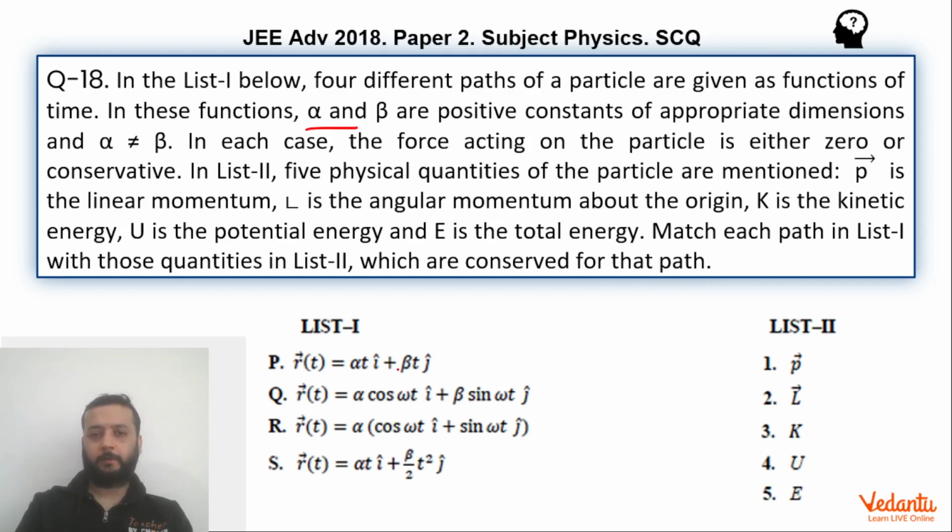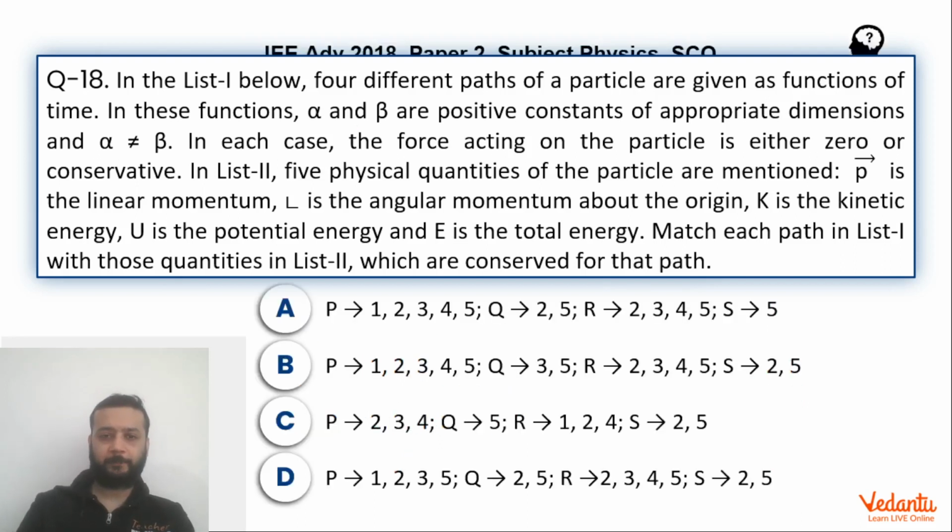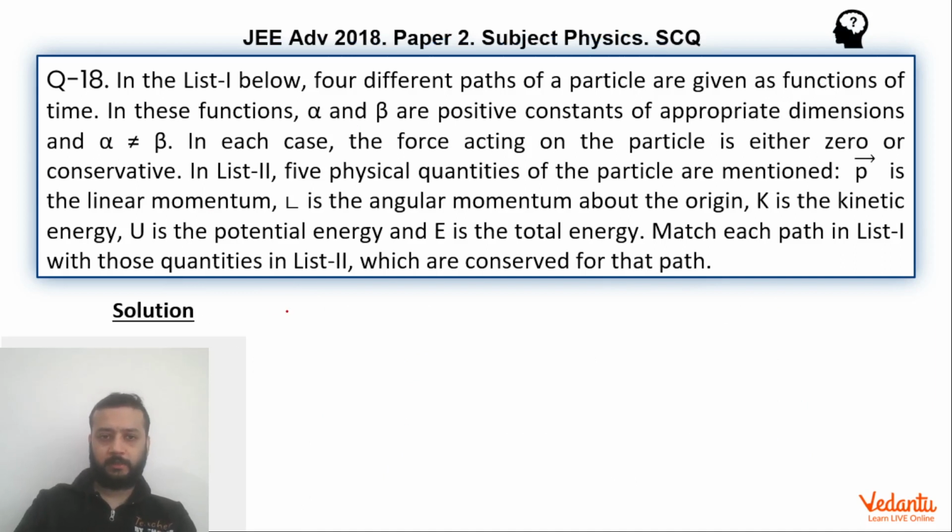If you talk about entry P, r equals alpha t i cap plus beta t j cap, where alpha and beta are positive constants. It is very easy to see that the velocity is constant: alpha i cap plus beta j cap. We differentiate the position vector with respect to time and we get velocity. So velocity is constant, that means acceleration is zero. So in this case force is zero.